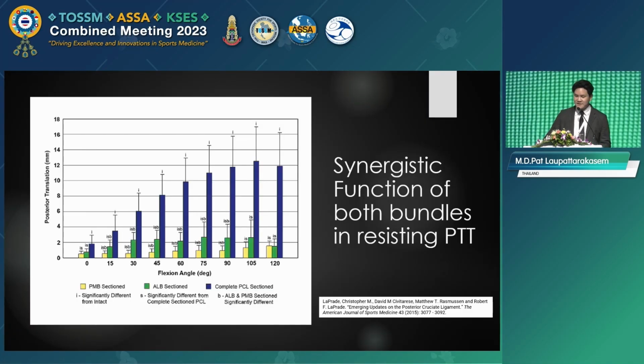This slide shows the synergistic function of both bundles in resisting posterior tibial translation. In case of an isolated injury to one bundle, the other bundle will provide a synergistic function to restrain posterior tibial translation. But if both bundles are injured, the posterior tibial translation will increase dramatically.